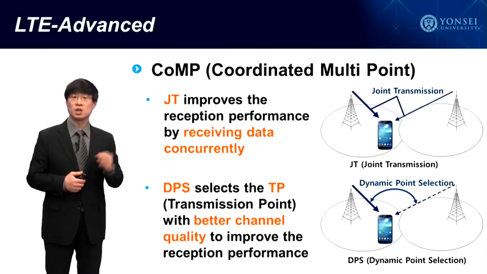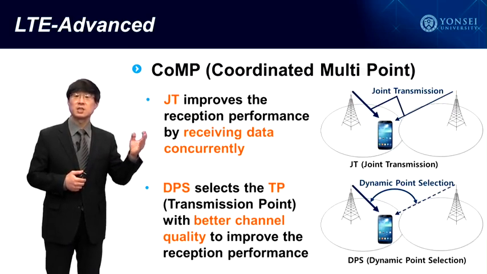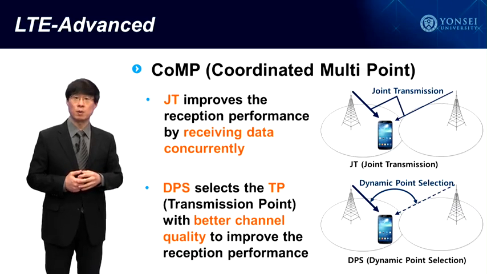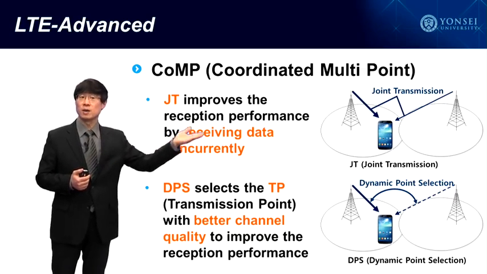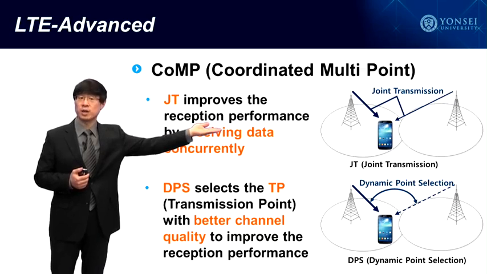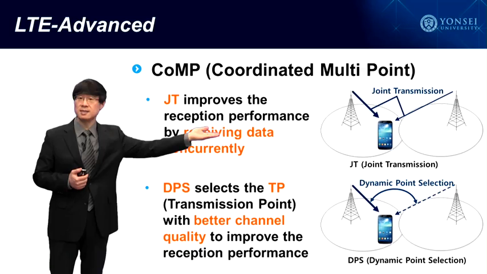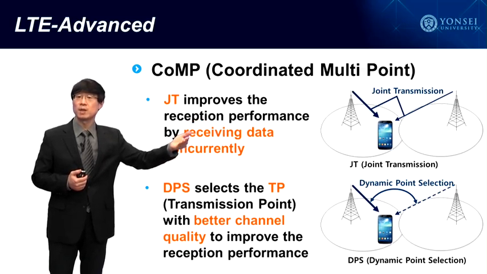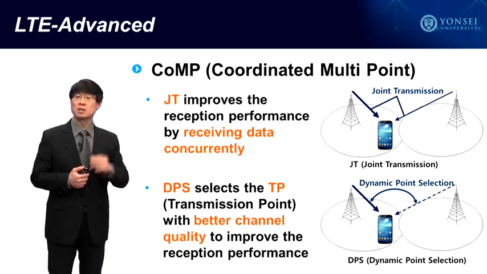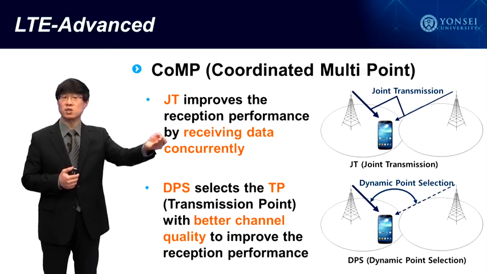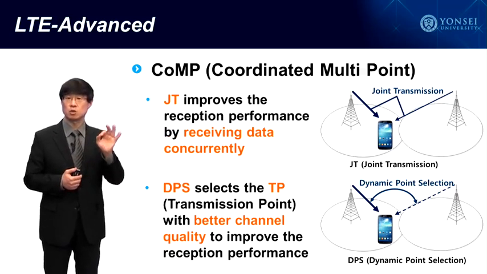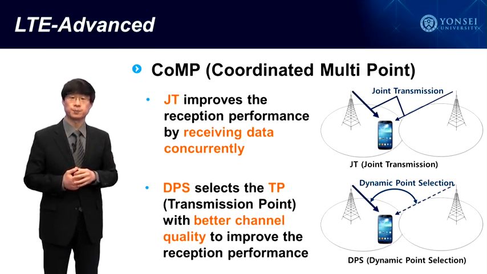The next one is JT, joint transmission. JT improves the reception performance by receiving data concurrently from multiple eNode Bs, from multiple base stations. And as you can see, there is one arrow that is the stronger arrow, the larger, thicker one that is connecting to the mobile device. And it's larger because the mobile device is in that base station's cellular range, where some assisting signals come from the other base station over there and are connecting it to support joint transmission technology.